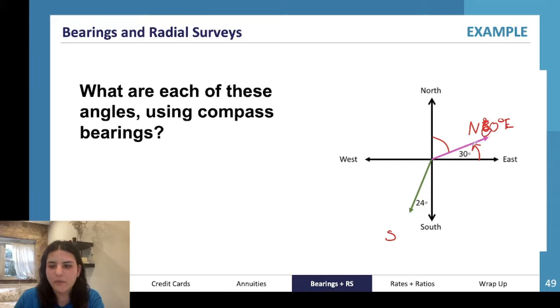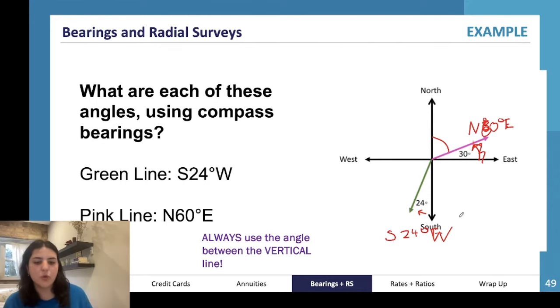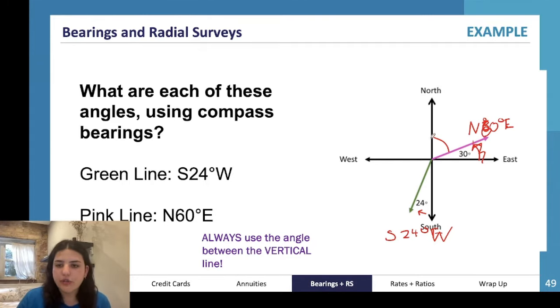I take that all back. Why do I keep second guessing myself? This one is 24 degrees away from the south line. So we would do 24 degrees west. And we've got those there: north 60 east and south 24 west. Remember, you're always using the angle between the vertical line, so don't worry about using this angle in here.